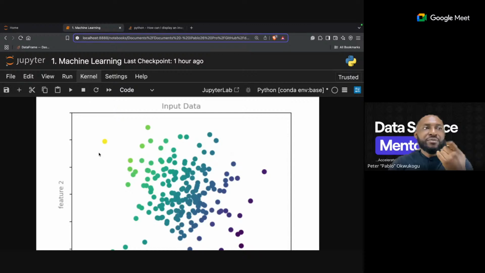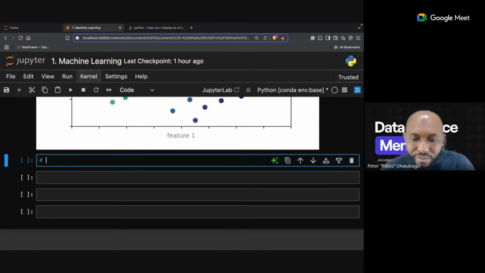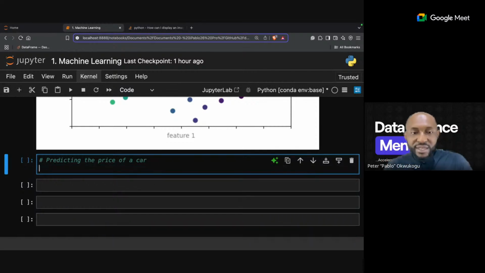But here, the type of data we'll be using is we'll be predicting stuff that is not classified but continuous. A very good example is, imagine predicting the price of a car. So think about it at this point. You have features, you have an input, which is the data. So here you can see that we have an input, which is basically features of cars.